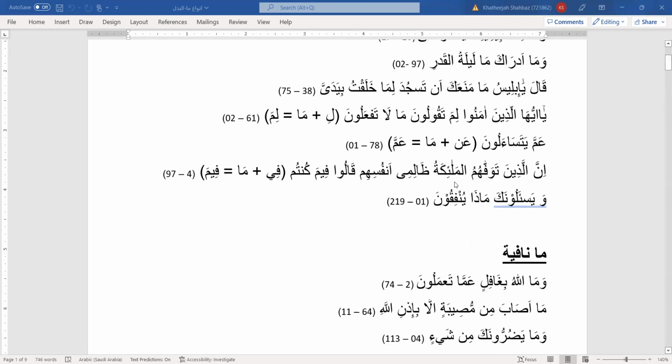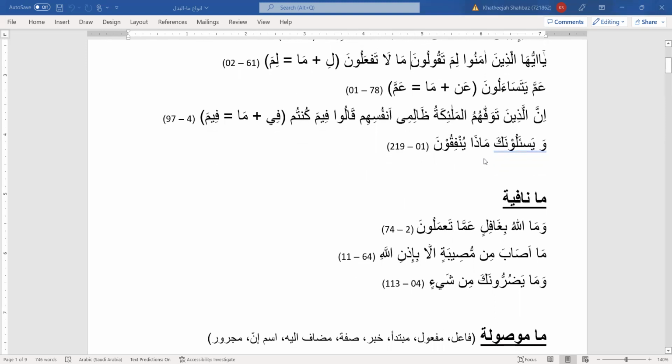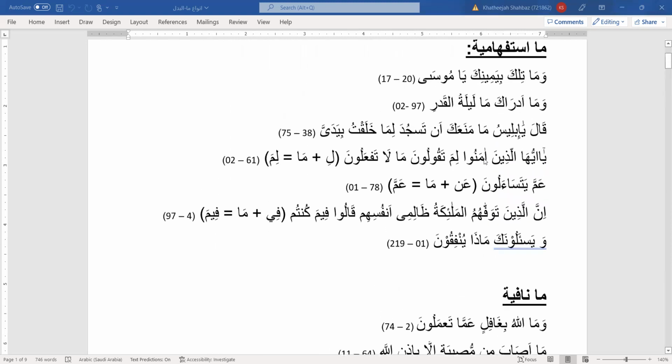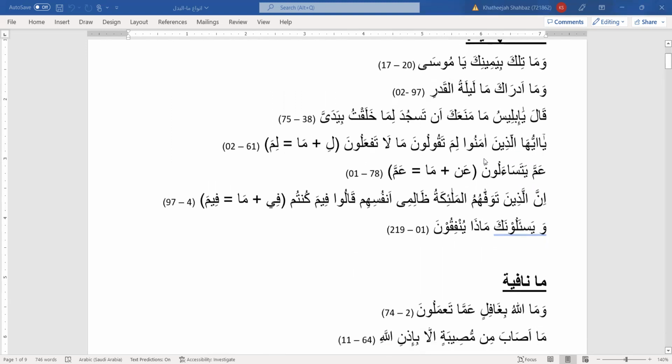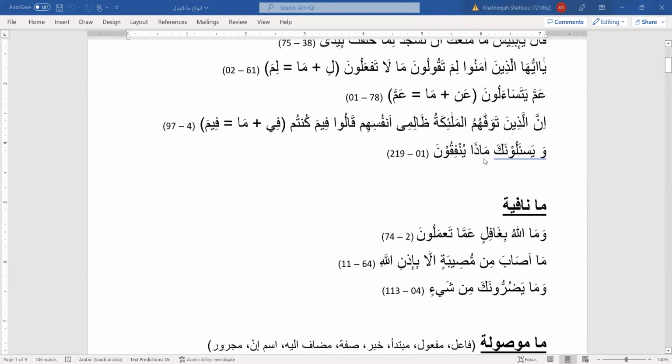وَيَسْأَلُونَكَ مَاذَا يُنْفِقُونَ, and they ask you what they spend or what they should spend. So ma comes as is. Ma can come with the harf, and then it loses its alif, and sometimes ma istifhamiyya can come with za, and it means what, and it is used to ask a question. You already know this, so I went over this relatively quickly. So this is ma istifhamiyya.